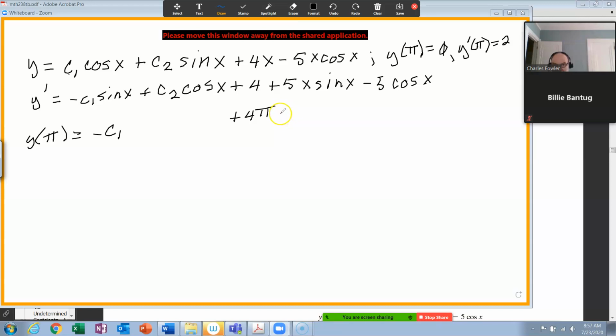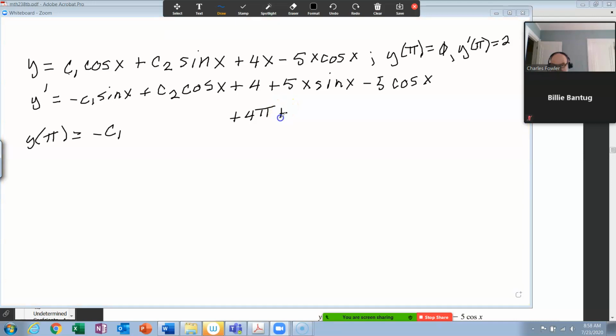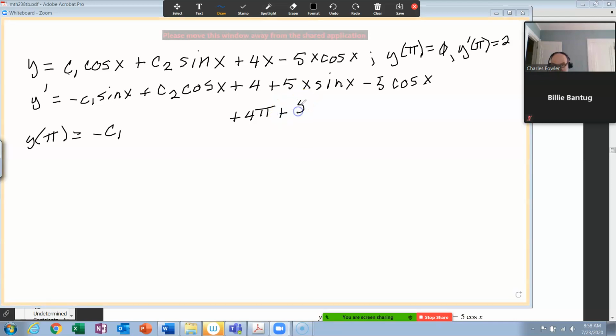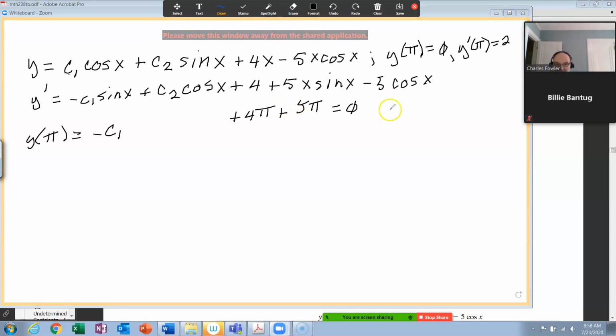And the next term gives you a minus, okay, except what's cosine of pi going to be? Minus 1, just like it was before. So that's going to change that to a plus 5 pi. Right? So you wind up with this, and it has to equal 0, because your first initial condition is equal to 0. Well, this tells you that minus C1 plus 9 pi is 0, meaning that C1 is 9 pi, right?